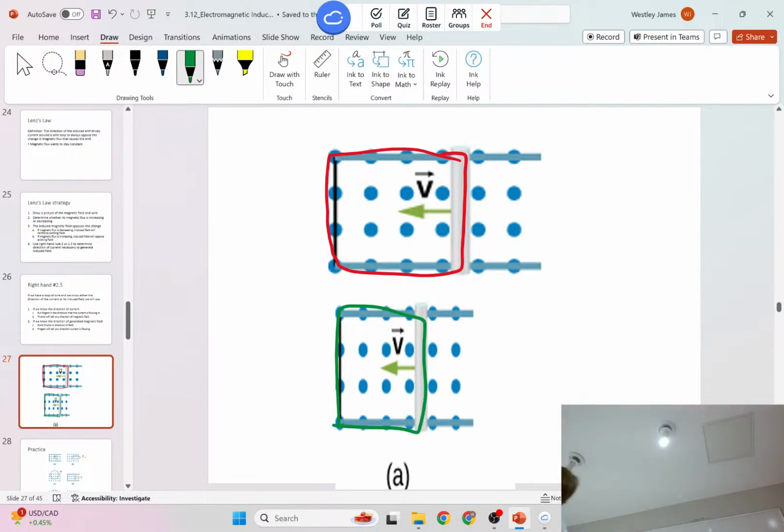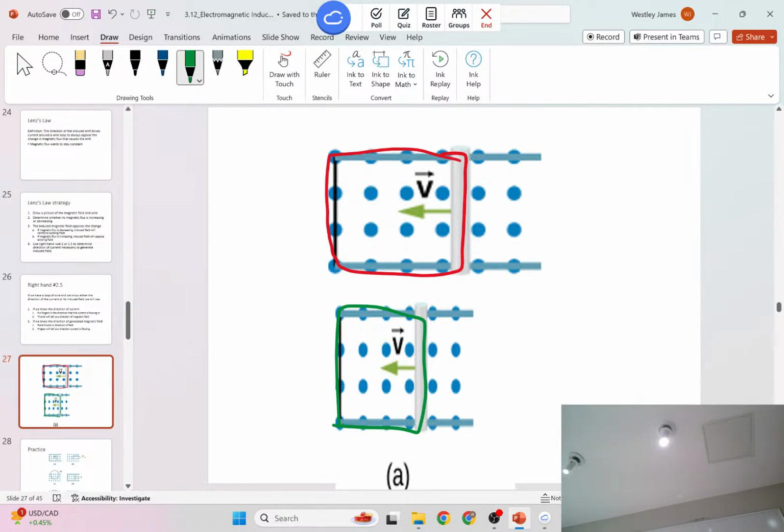So let's talk about what's happening here. Everything's in terms of flux. Everything's in terms of the number of field lines. So I have this big old area to begin with. Which way is the magnetic field pointing? You can just holler it out. Out of the page, so these dots, is that out of the page, into the page, up, down, left, right? Out of the page. Awesome. So I have a bunch of field lines pointed out of the page.